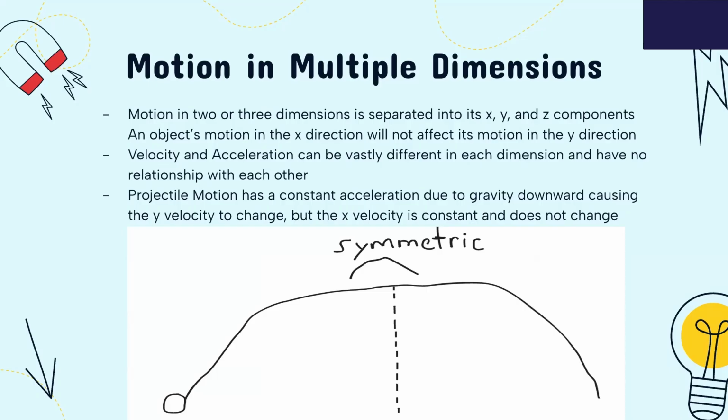Essentially, an object will have a constant acceleration due to gravity downward, and that causes the y velocity to change. But the x velocity is constant because there's no acceleration in the x direction. That is why you get the parabolic path. Although my drawing was pretty bad, not that symmetric, that's what it'll look like. But imagine it's symmetric on both sides.